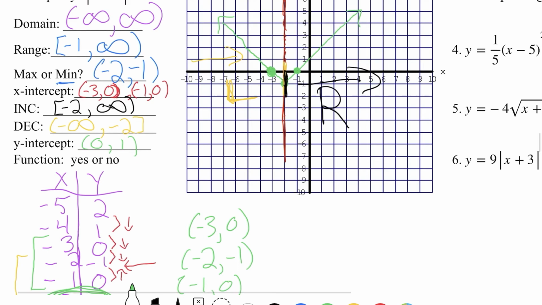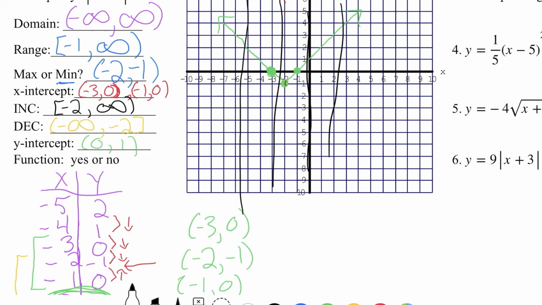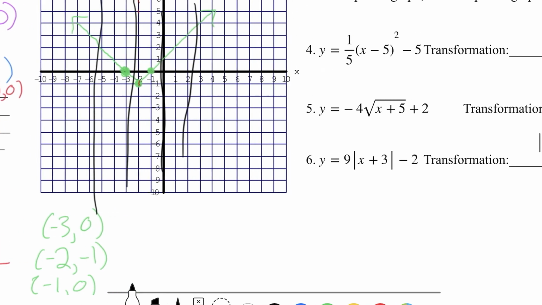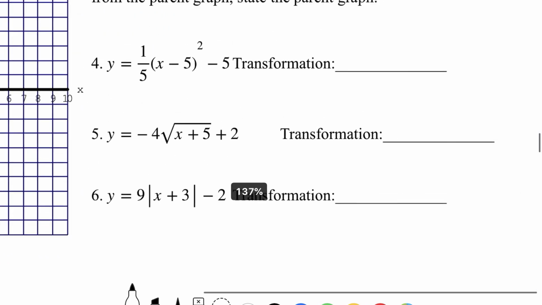Then we're asked, is it a function or not? If you want to, or if you can, erase all of this extra stuff and look at your graph. If you drew random vertical lines through it, or up and down lines through it, does the graph intersect these lines more than once? No, so it is a function. So those are our key features that we had to identify.